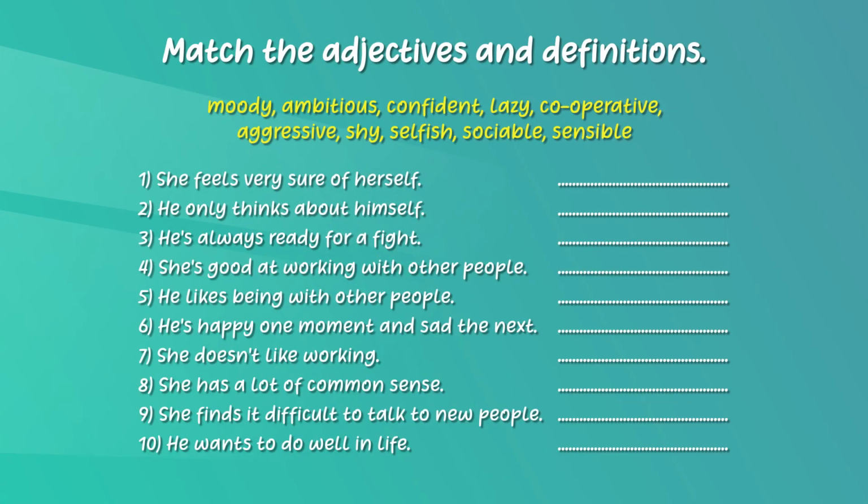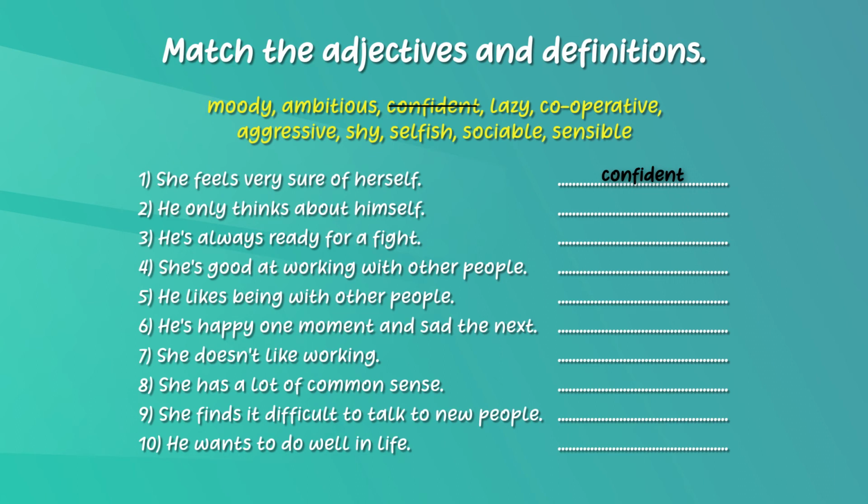Okay children, let's do another activity from your textbook. This is activity 12 on page 11 of your textbook. Now in this activity, you have to match the adjectives and the definitions. Okay, so most of these adjectives are already familiar, but let's do it together. What about the first one? She feels very sure of herself. Okay, what is the matching adjective here? She feels very sure of herself. Yes, confident. So the answer is confident.